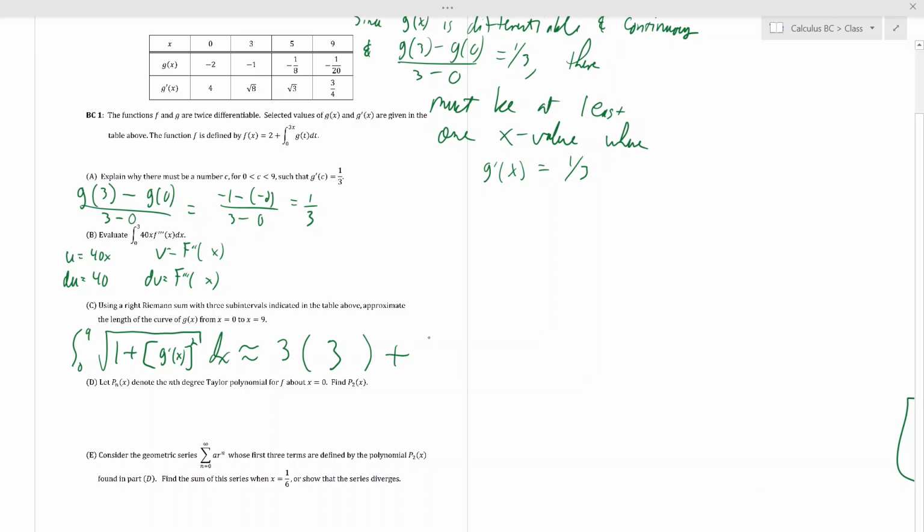My next subinterval has a base of 2, and the height of the function I'm integrating, which again is the square root of 1 plus g prime squared, we're going to take on the right-hand side of that interval, that's root 3.